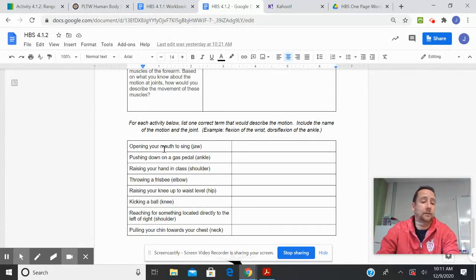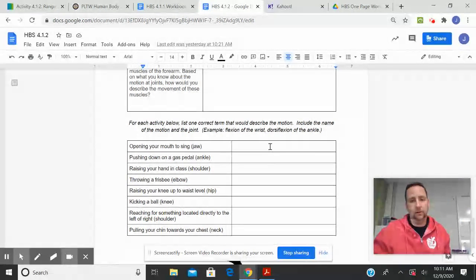So I just use the one, opening your mouth to sing. That is, you're going to put the name of the motion in the joint. So the name of the joint would be the jaw or mandible, and in that case it would be depression, mandible or jaw depression. Okay, and so you're just going to put those answers into there. So that's it. That's once again going to be due on Tuesday, and so you have plenty of time to get that done.